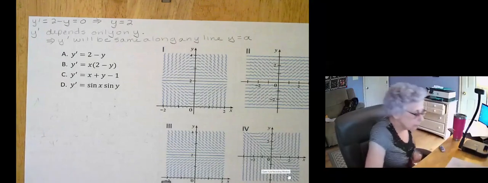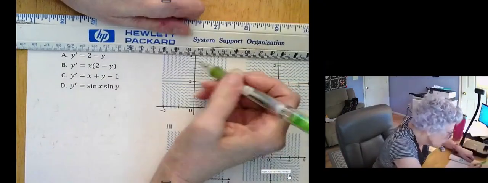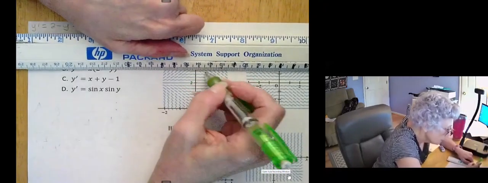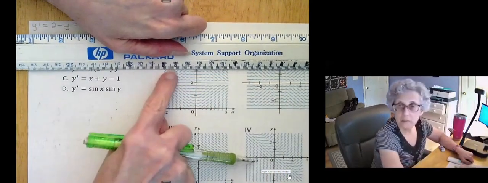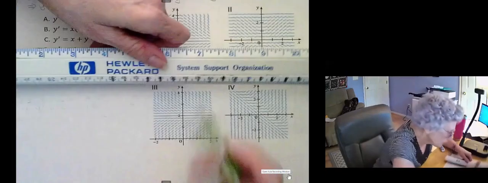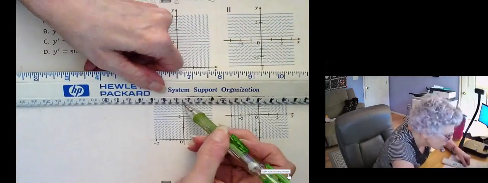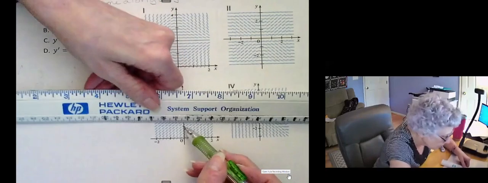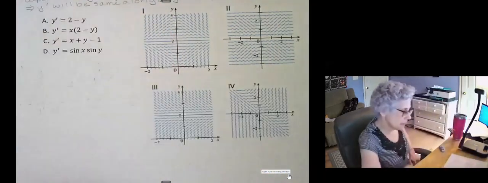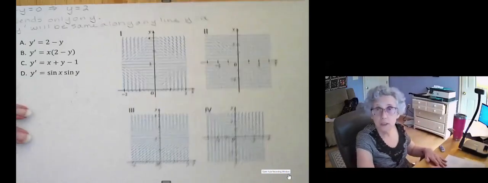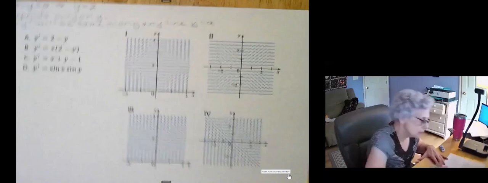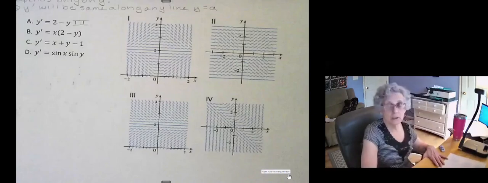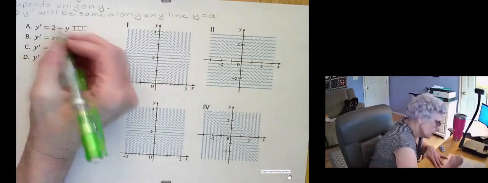So if I take my ruler and I look at any line y equals, say, 3, I expect all of the slopes to be the same. They're not. Let's try this one. Oh, look at that. Y equals 3, the slopes are all the same. Y equals 1, the slopes are all the same. Now, some more things we could check just to prove to ourselves that 3 is really the right answer.